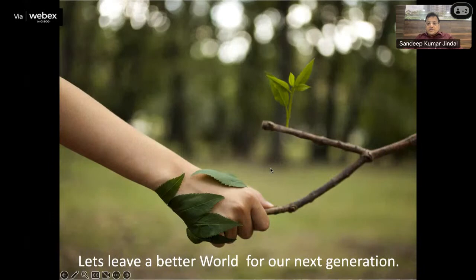So with this, the presentation on the AAC block is over, and what I suggest is that we go for eco-friendly construction, saving the environment in an eco-friendly way, so that we can leave a better world for the next generation. This is what I just say with this.